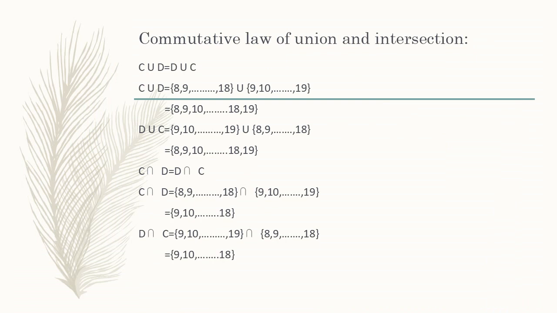Commutative law of union and intersection. C union D equals D union C. Here we prove the C union D answer and the D union C answer. Both are equal, so the law is proved. Next, C intersection D equals D intersection C. Here the C intersection D and D intersection C answers are the same. The common elements we write here in both, so the law is proved.